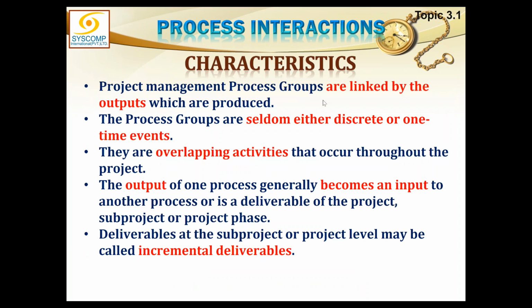Project management process groups are linked by the outputs which are produced. So that output will be going to some other process as an input. The process groups are seldom either discrete or one-time events. Process groups are repetitive in nature. They are overlapping. They have got overlapping activities that occur throughout the project. Output of one process generally becomes an input to another process and is a deliverable of the project, sub-project, or the project phase.